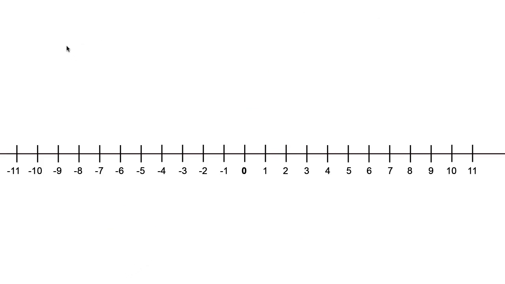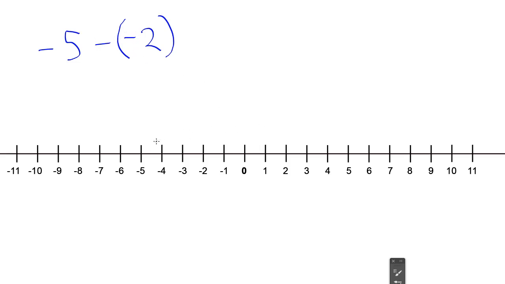Let's do one more just to practice. So this time let's start at negative 5, and we will subtract negative 2. And this time I'm going to put parentheses around this just so that you can see that this negative sign is different from this negative sign.